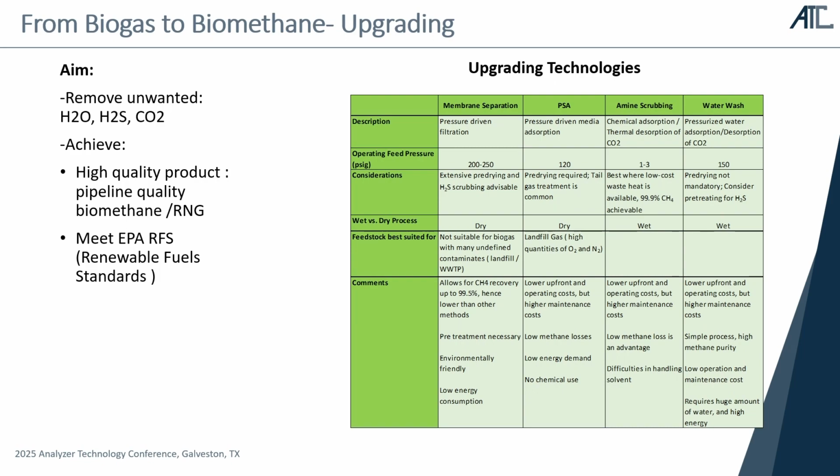Membrane separation, pressure swing adsorption, amine scrubbing, or water wash. So it really depends on what type of biogas you are dealing with and what level of purity you try to achieve and the cost, etc., right? So all these technologies, the purpose is to achieve high product quality. We want the methane as pure as possible. Also, to meet the EPA renewable fuel standards, right?